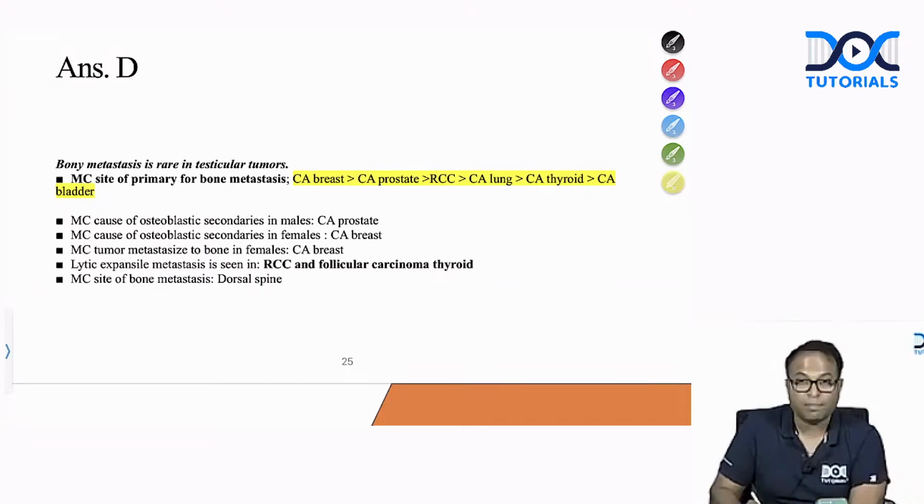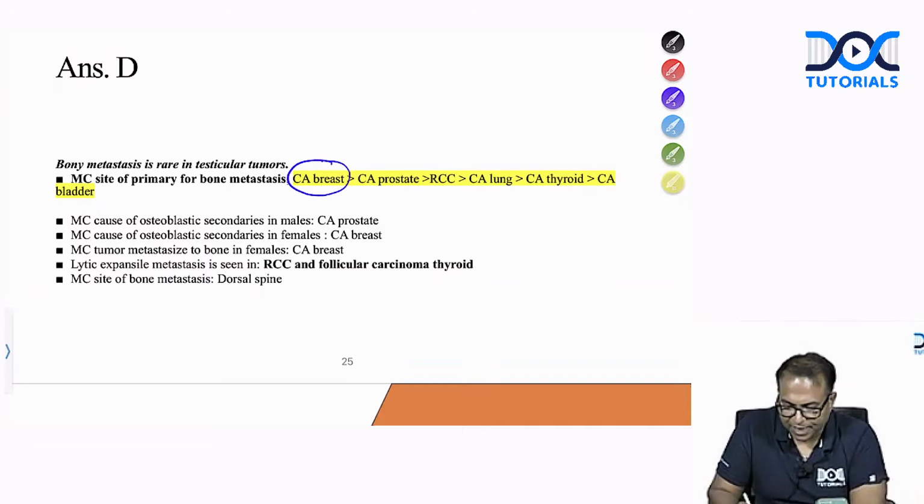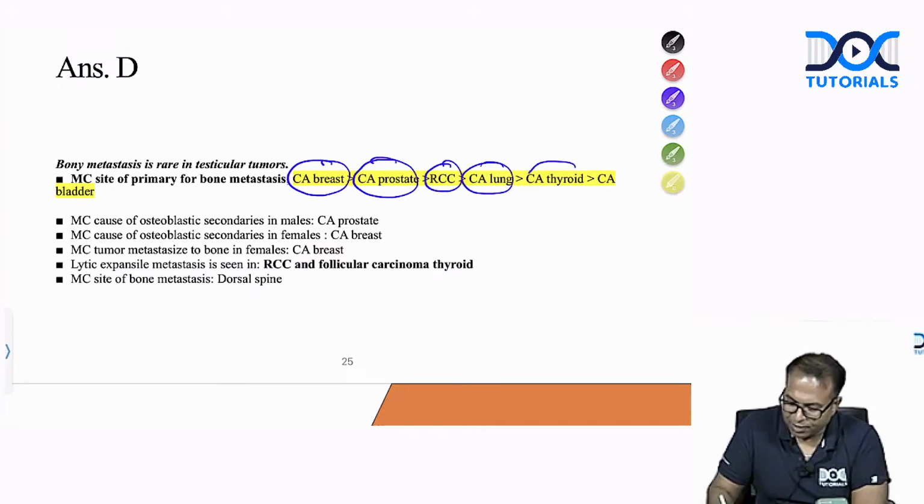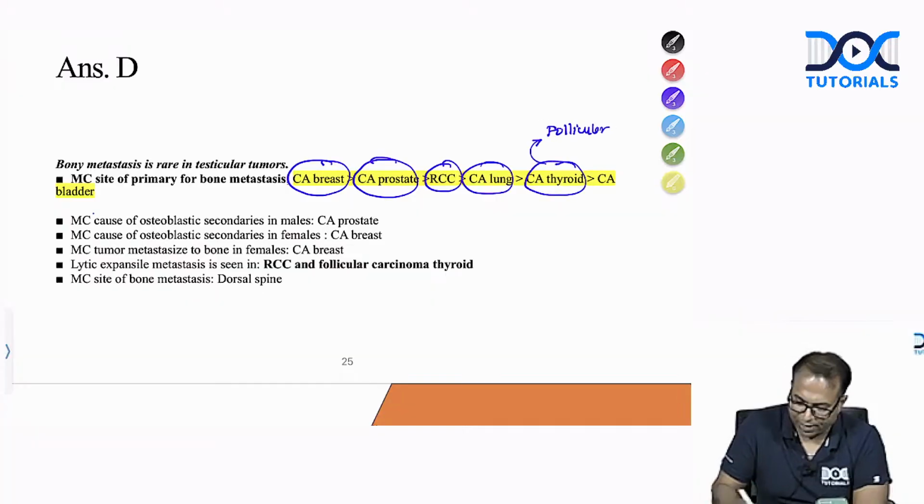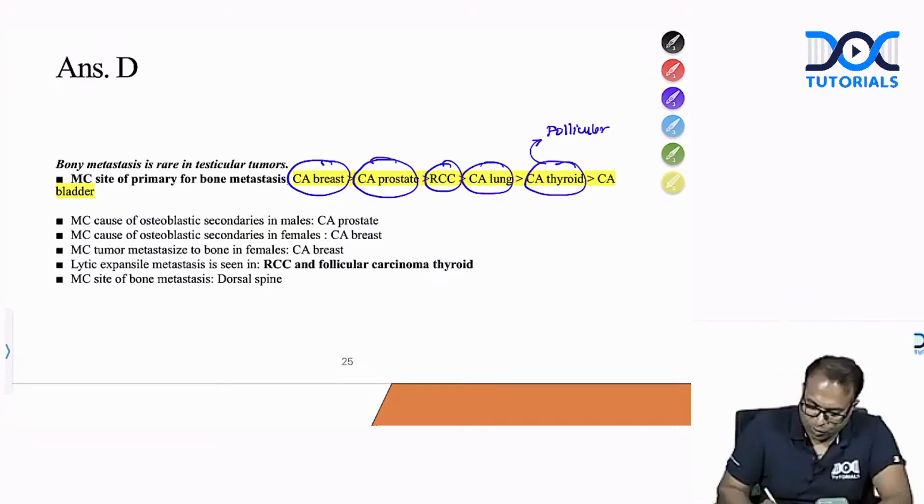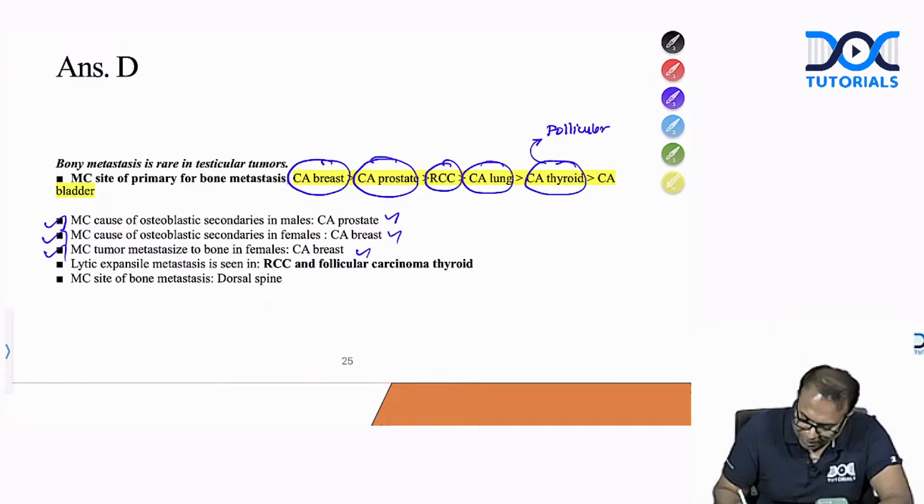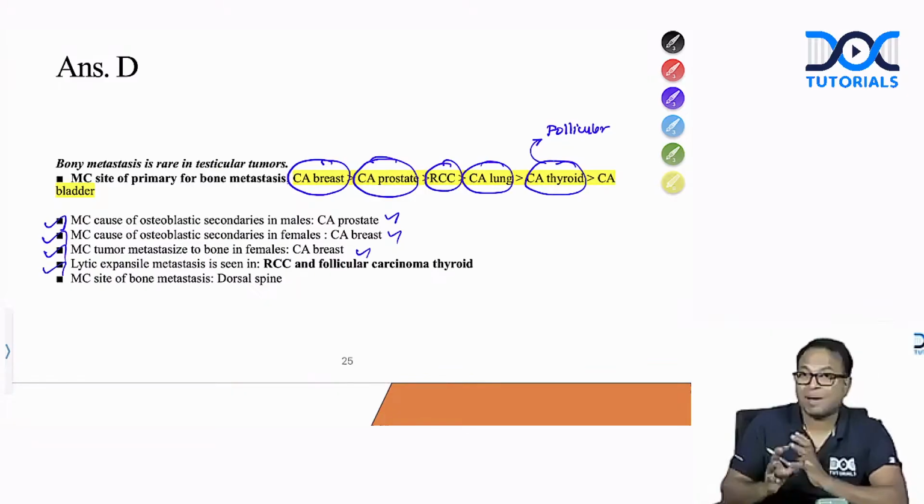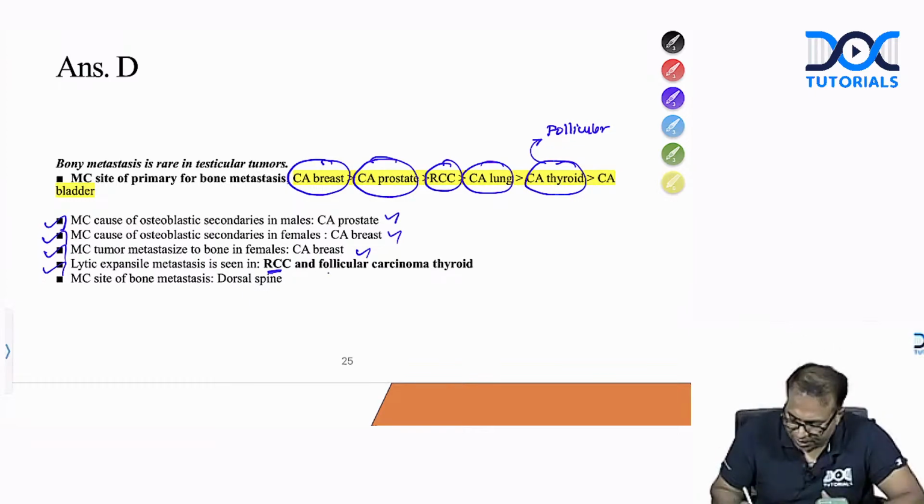Most common site for bony mets overall is breast cancer, followed by prostate cancer, renal cancer, lung cancer, follicular cancer of thyroid, and finally bladder. Osteoblastic secondaries in males are due to cancer prostate. Osteoblastic secondaries in females are due to CA breast. Most common tumor to metastasize to bone in females is CA breast. And lytic expansile pulsatile lesions are seen in RCC and follicular cancer. So these are called pulsatile secondaries.